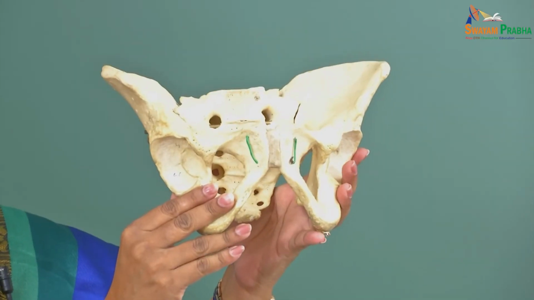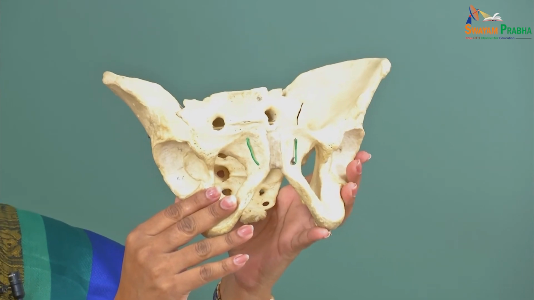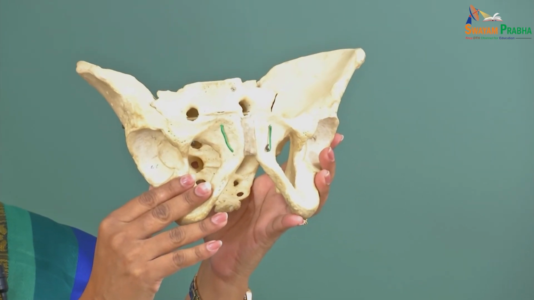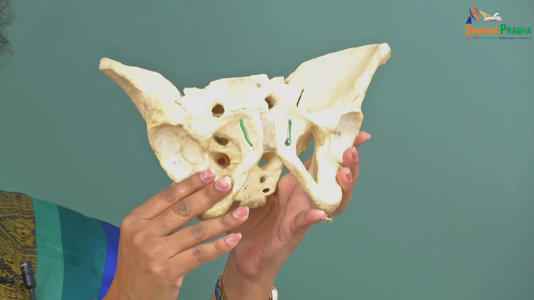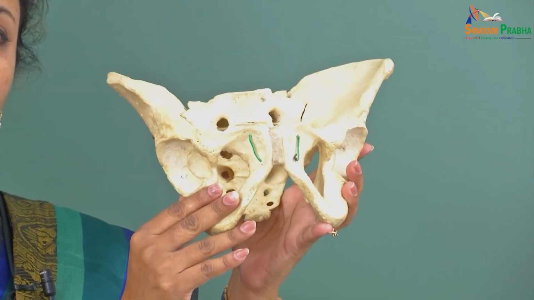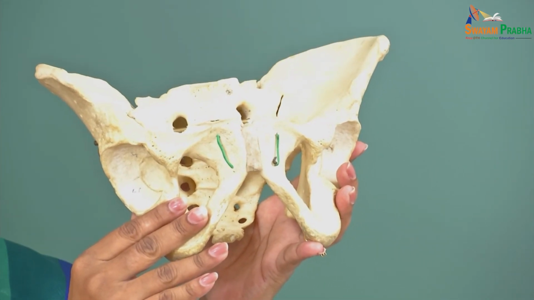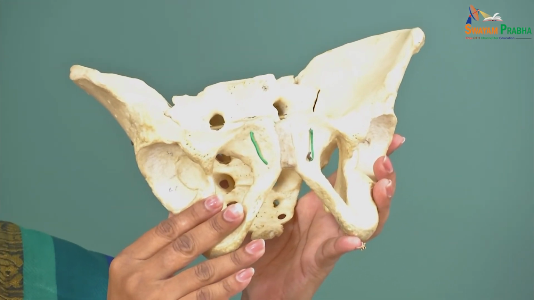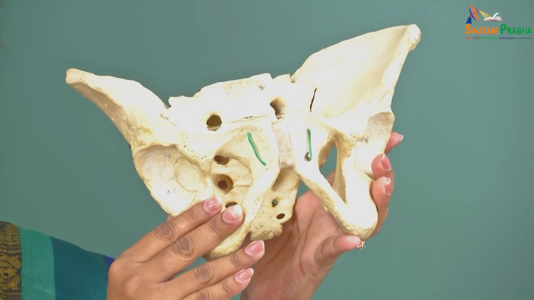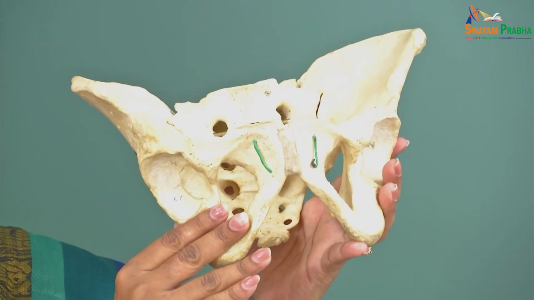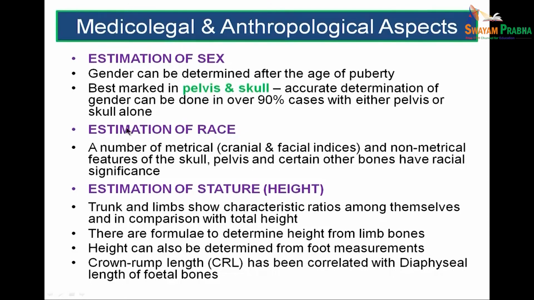The pelvis of a human body also shows differences between male and female. The male pelvis is narrower, whereas a female pelvis is wider. Besides this, there are many other differences that go to differentiate between male and female just by looking at the pelvic bones.